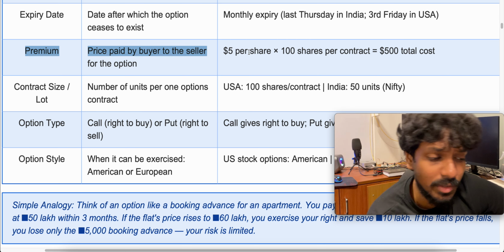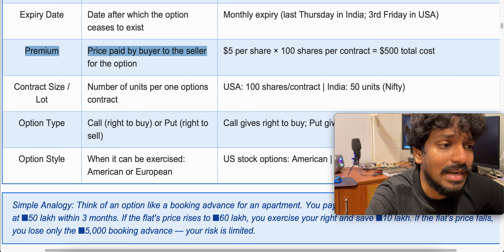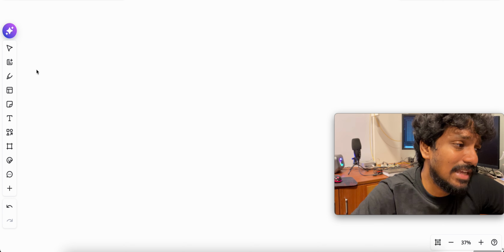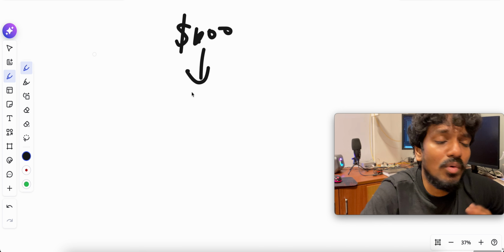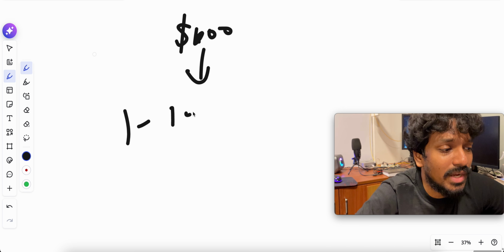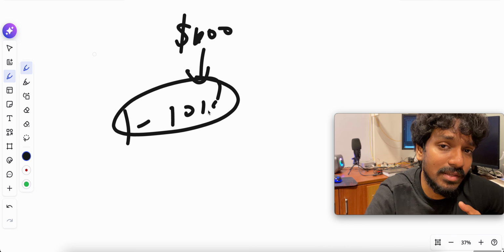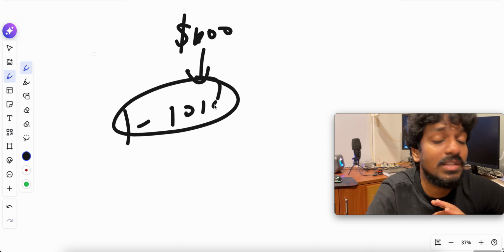If you come to the premium, it is considered at most around this level. For example, if the stock price is $100, the premium amount would be considered as 1 to 10 percent of the current price, 1 to 10 percent of the stock price. That's how the premium is calculated.